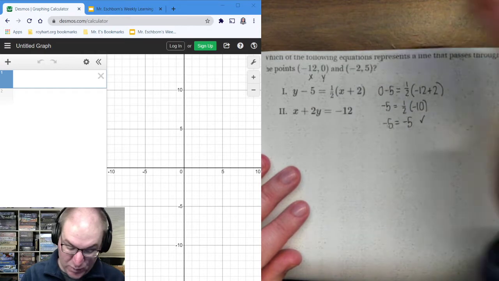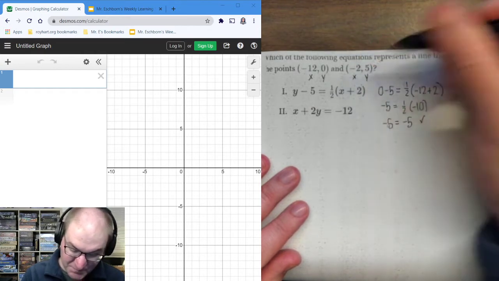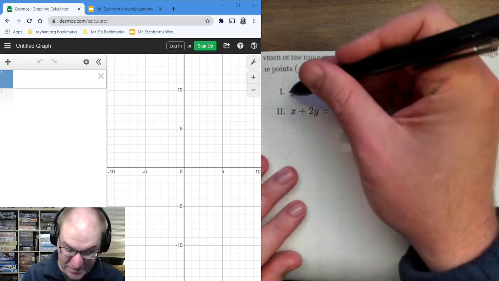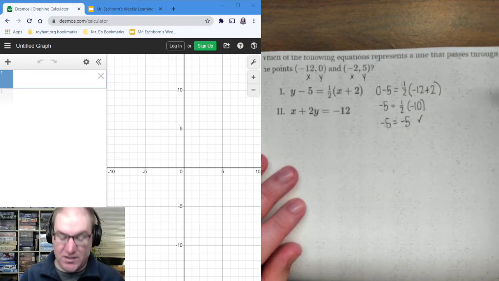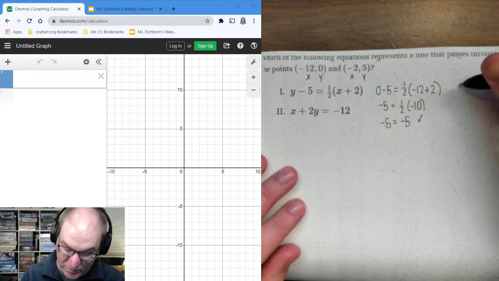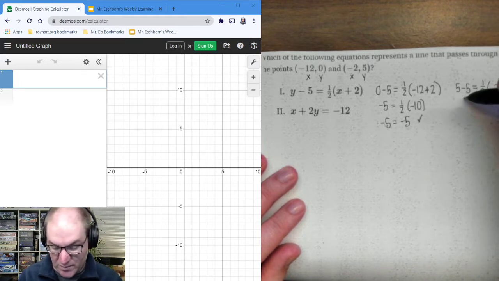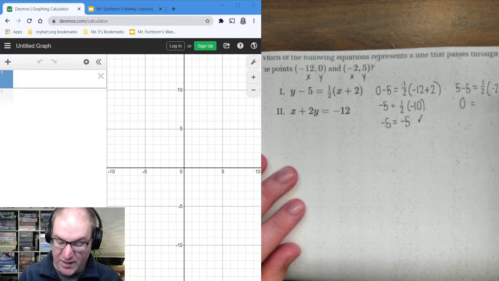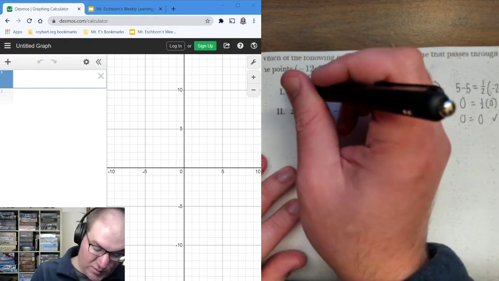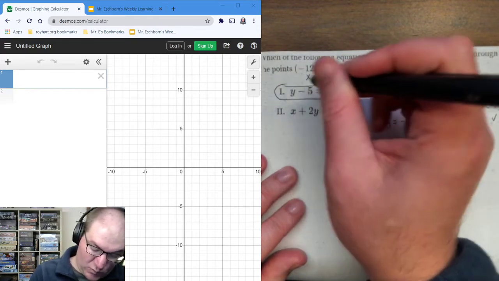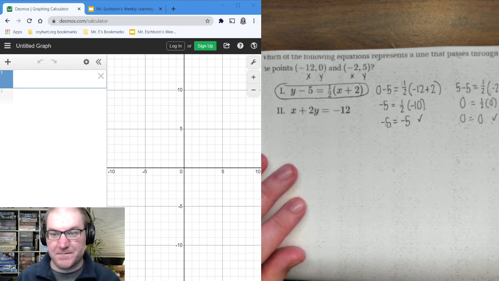Now let's see if this point works in that equation. I'm going to do the same thing and fill in the numbers into this equation. I see a y, so I'm going to put a 5 there. So 5 minus 5 equals 1/2, parentheses, -2 plus 2. Well, this one looks promising. 5 minus 5 is 0, -2 plus 2 is 0, and half of 0 is 0. So 0 equals 0. So this equation definitely works for both points.